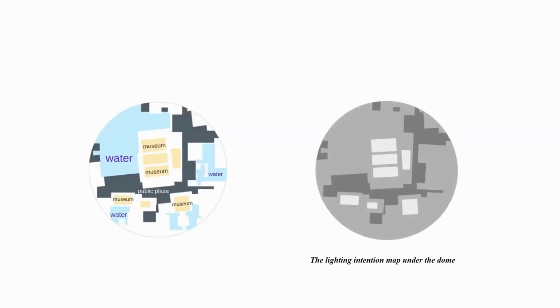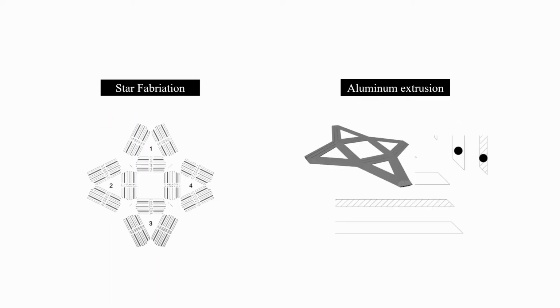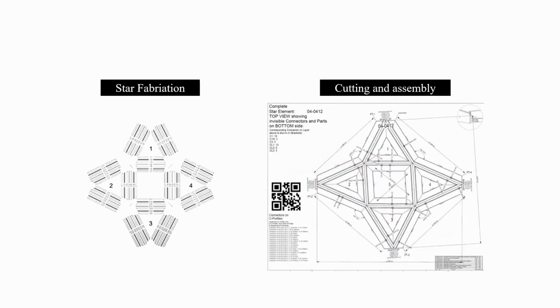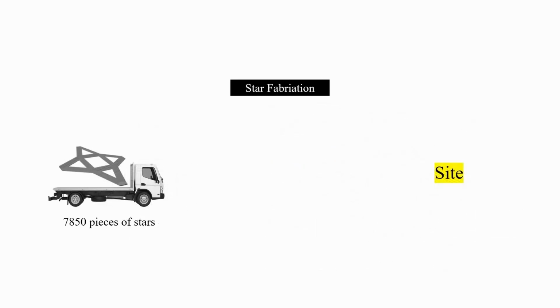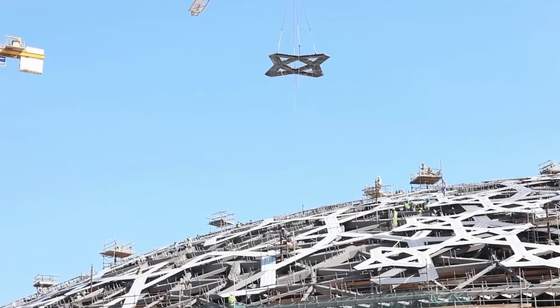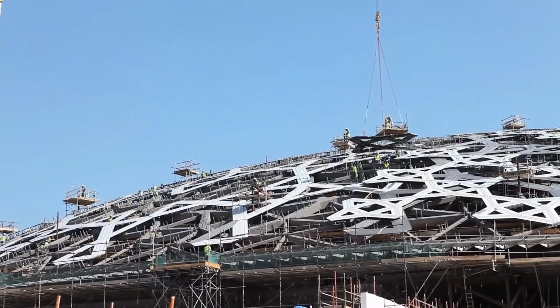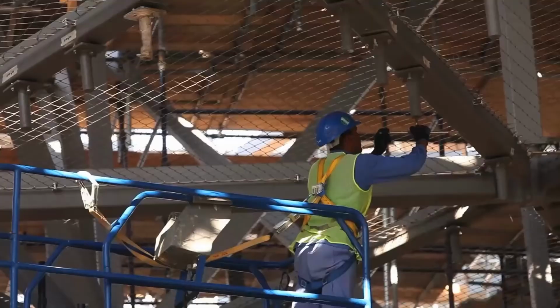The concept of the lighting study was to provide the museum building with the maximum amount of daylight on the glass roof, while the water and public plaza area should be in the shadow. Each star element of the dome was fabricated by aluminum extrusion of each unit with powder coating and final cutting and assembly. The assembled 7,850 pieces of the stars will be delivered to the site and prepared for the installation.